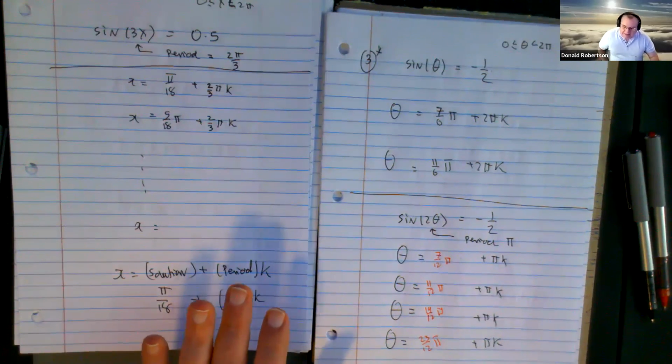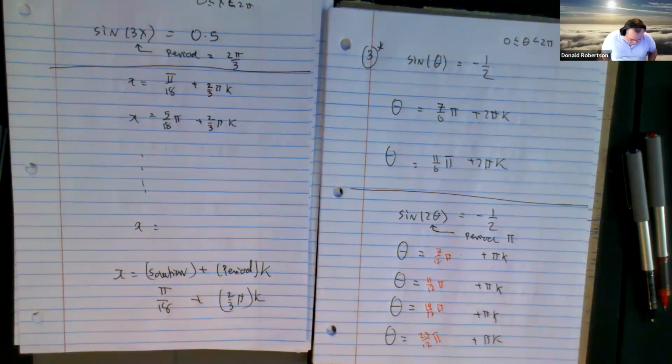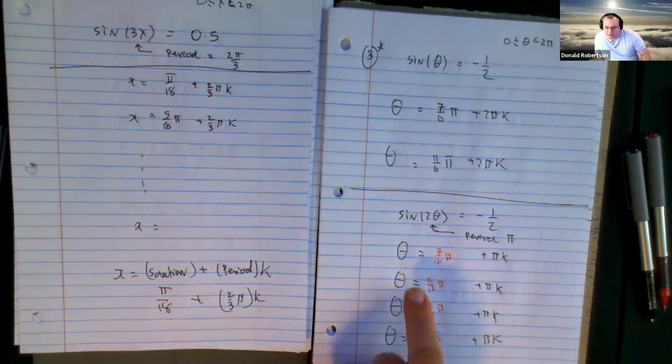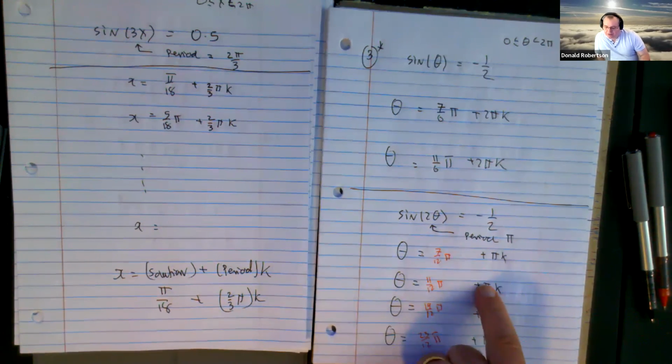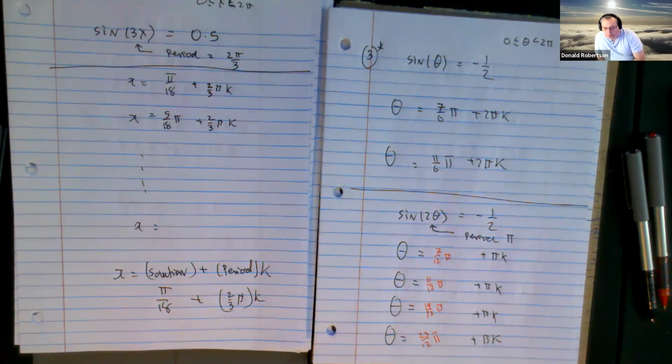So I'll return to the whiteboard, and I'm going to add a little extra onto this. Right now we have 4 solutions. All of them are going to be add pi k. Sometimes this happens and sometimes this doesn't.